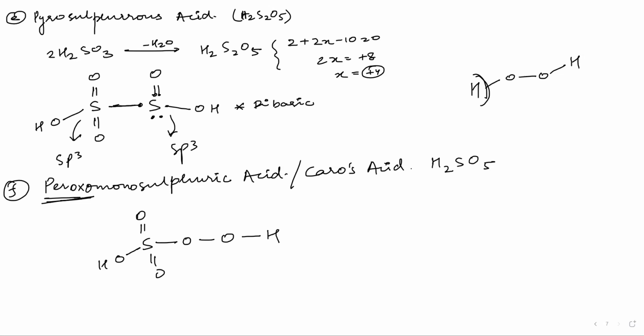Yes, Adam. What about others? Abir? Yes, Adam. Mariam, Nazira? Yes. Everyone is done. So what will be the basicity here? Monobasic. How many OH? Only one, right? That is directly attached to the sulfur, right? Basicity will be one. Monobasic.